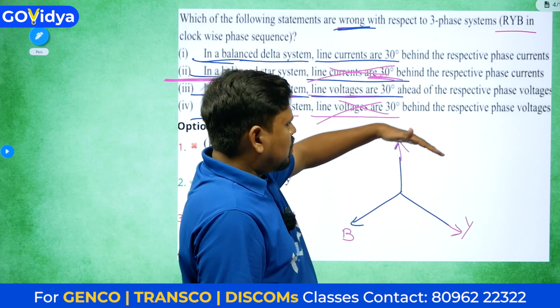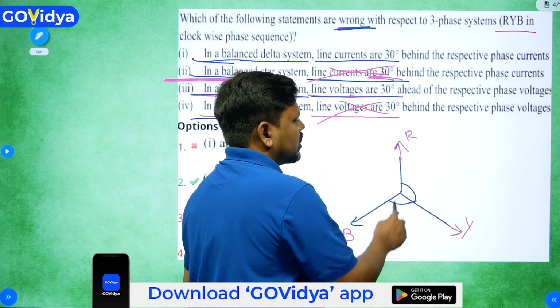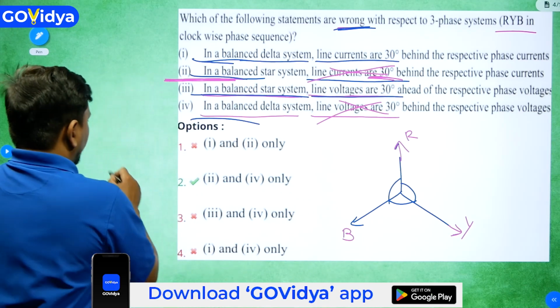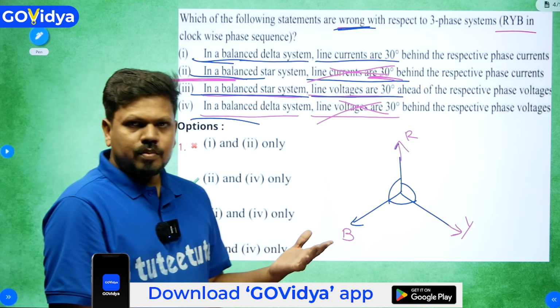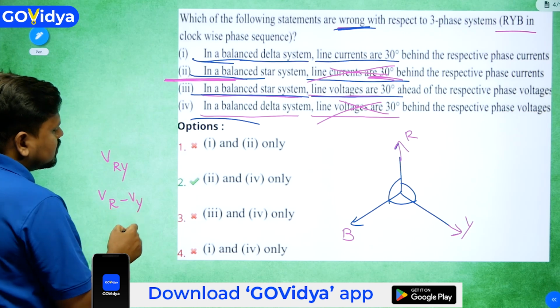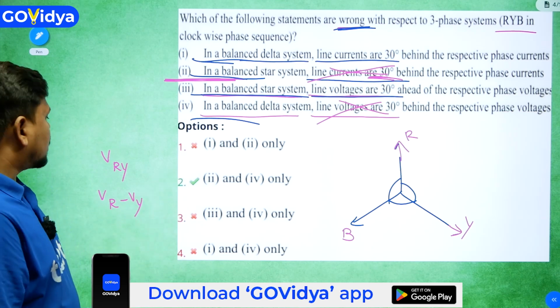Now R and Y are apart by 120 degrees, Y and B are apart by 120 degrees, and this is also 120 degrees. Now VRY. We'll try to give VRY. VRY means VR minus VY. See, these are all not required, we have already answered the question. Just for understanding, I am explaining this.